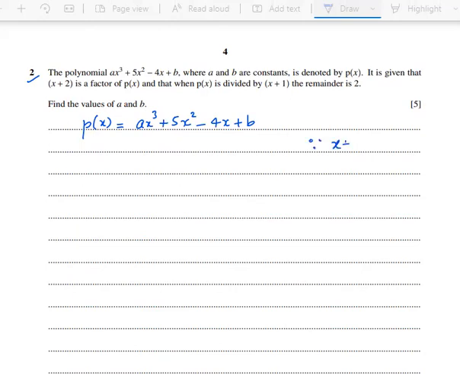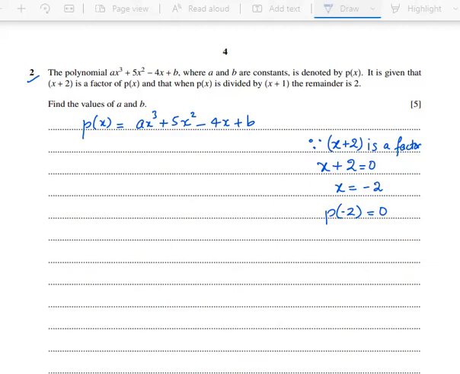Since x plus 2 is a factor, what do you mean by factor theorem? If x plus 2 is a factor, then if I divide this p of x by x plus 2, the remainder will be 0, right? So equate this factor to 0, x plus 2 equals to 0, we get x equals to minus 2. So if I plug in this x equals to minus 2 in p of x, therefore p of minus 2 should be equal to 0. That is what the factor theorem says.